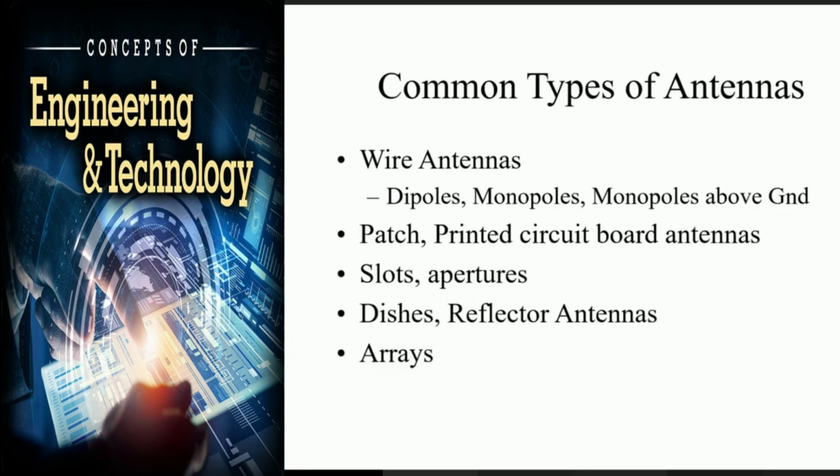So continuing with that, some different modulation techniques. For your information, we then need to know about the different types of antennas we use for transmission. We have wire antennas. In the wire antennas, we have different classifications: dipole, monopoles, and above ground level. Then we have patch antennas, then printed circuit board antennas. We have different slots, apertures, dishes, reflector antennas, and arrays of antennas.